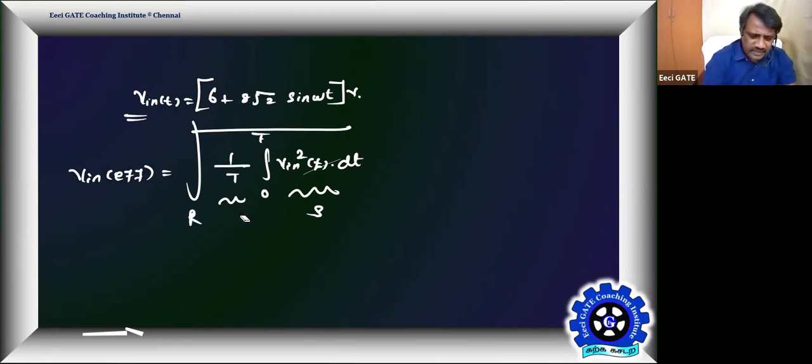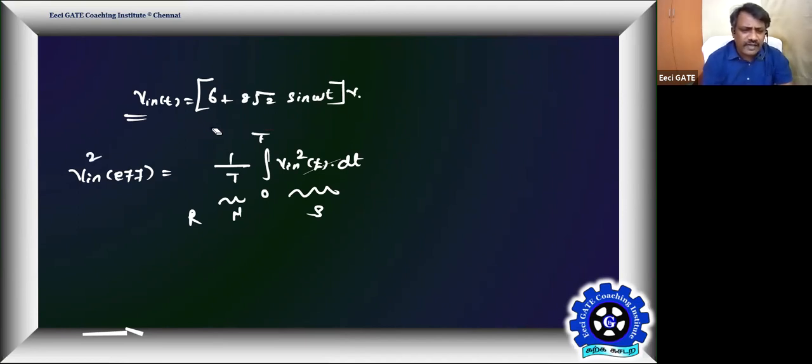Understood? Irrespective of what signal you are playing with, that's a fundamental. That's a fundamental support. You already have it. Then that's RMS, V in RMS or V in effective. That's what it means. So if you go for the square, you don't need this root. Getting everyone? Clear?